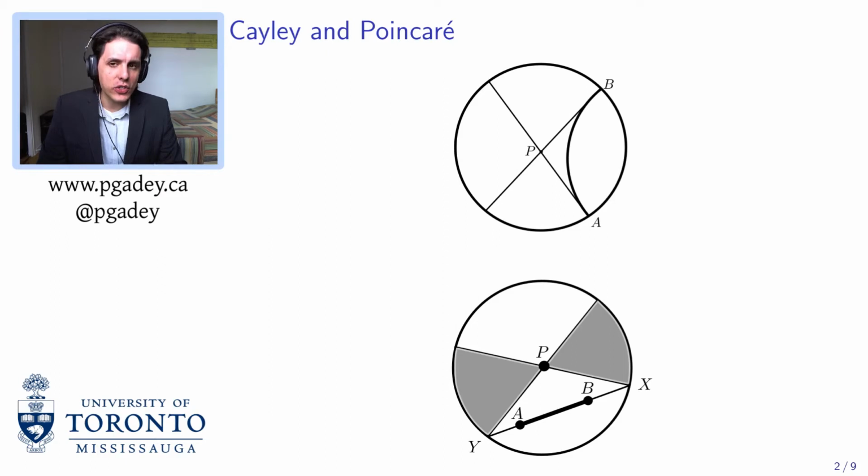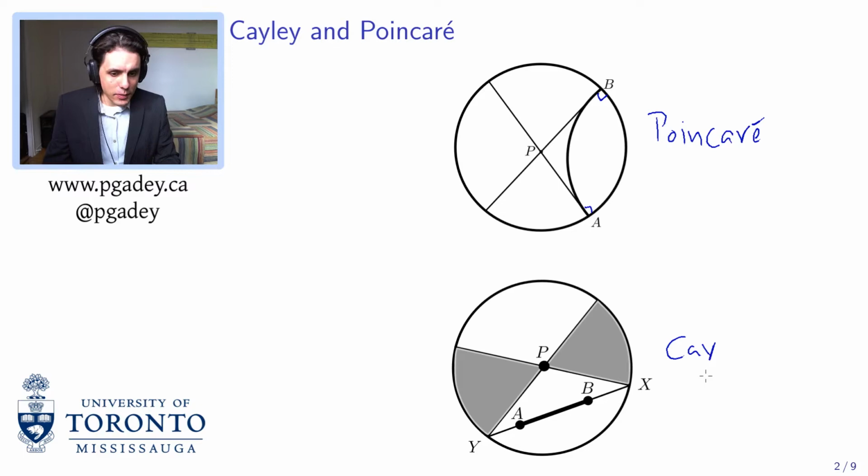So, we have these two disk-based models of the hyperbolic plane. We have the Cayley model and the Poincaré model. Notice that in the Poincaré model, our lines are circles orthogonal to the boundary. So in Poincaré, we have one structure that corresponds to lines, and in the Cayley model, we have another structure that corresponds to lines.